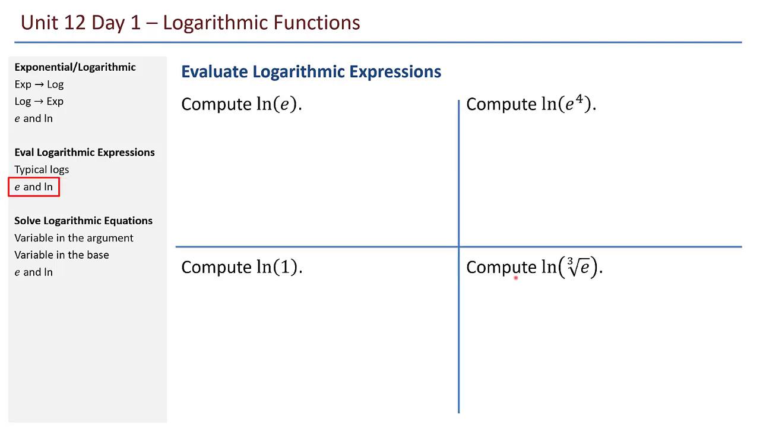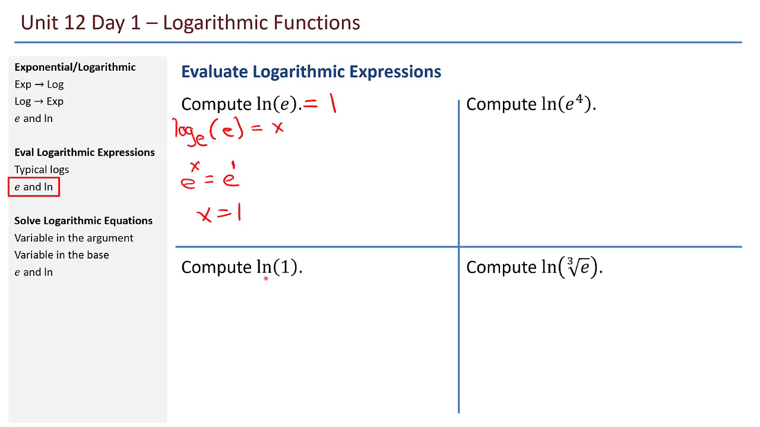And let's evaluate some logarithmic expressions where e is involved. How about this first one? The natural log of just simply e. So let's say the natural log of e equals x. Remember, natural log is the same thing as log base e. So I can think of this as e to the x equals e. Well, e is just e to the 1, so I have my solution x equals 1. So natural log of e equals 1.